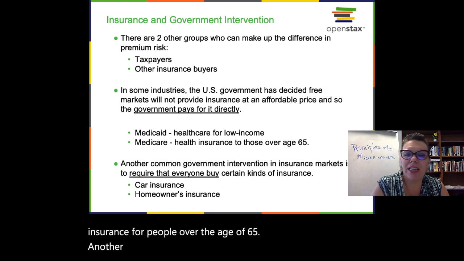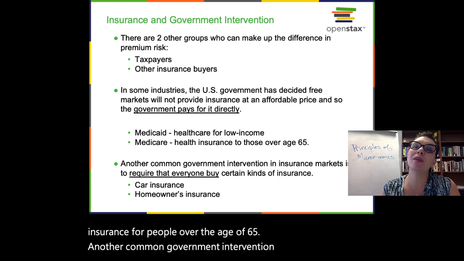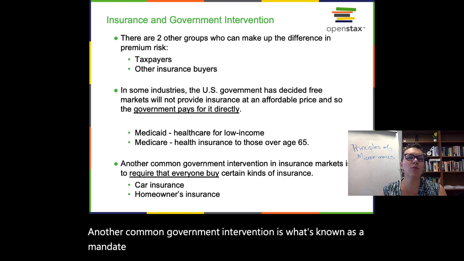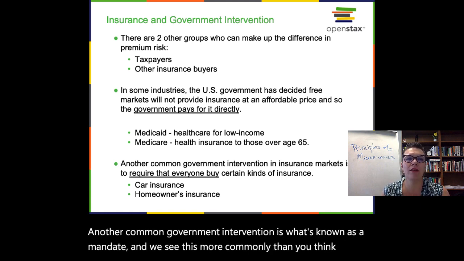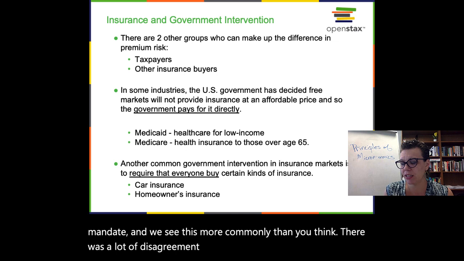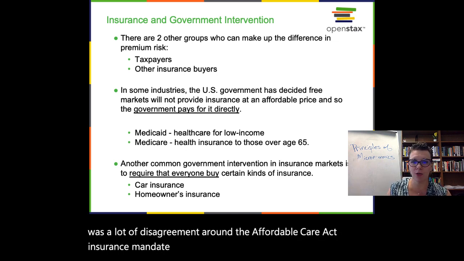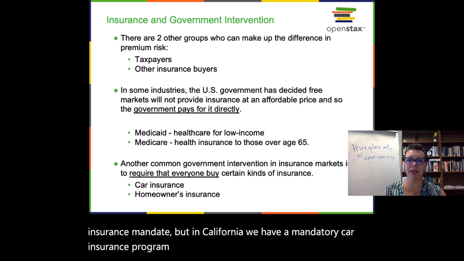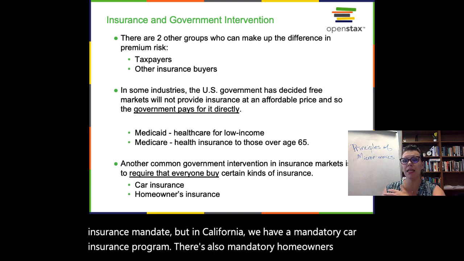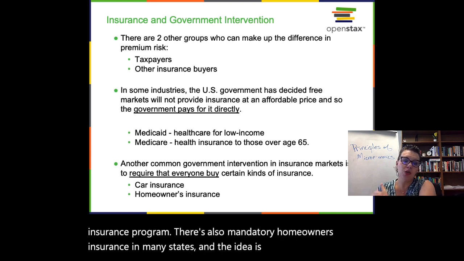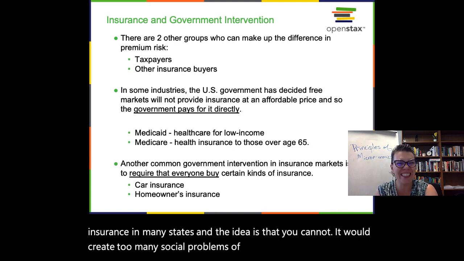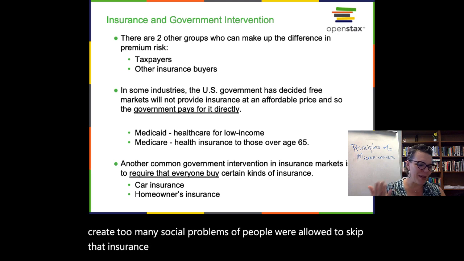Another common government intervention is what's known as a mandate. And we see this more commonly than you think. There was a lot of disagreement around the Affordable Care Act insurance mandate, but in California, we have a mandatory car insurance program. There's also mandatory homeowners insurance in many states. The idea is that it would create too many social problems if people were allowed to skip that insurance. And so we mandate it.